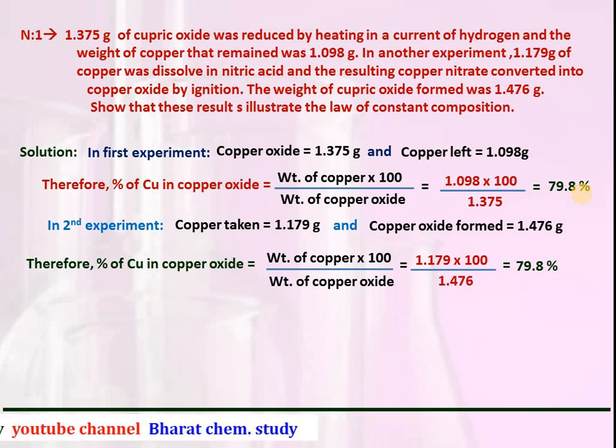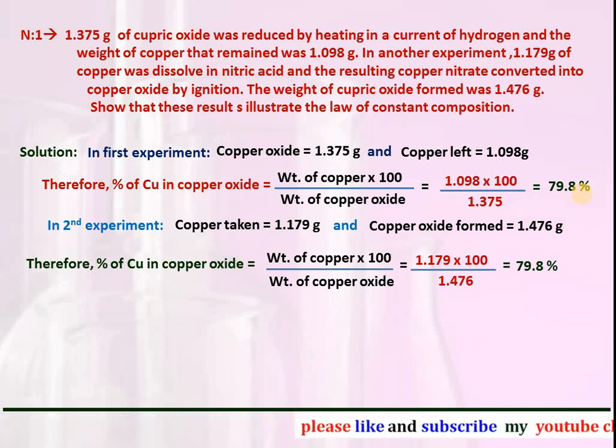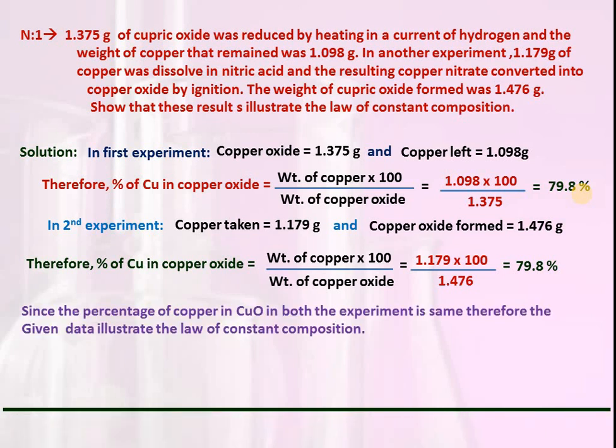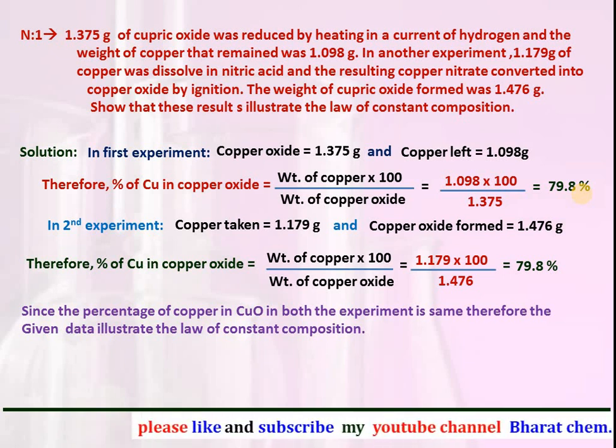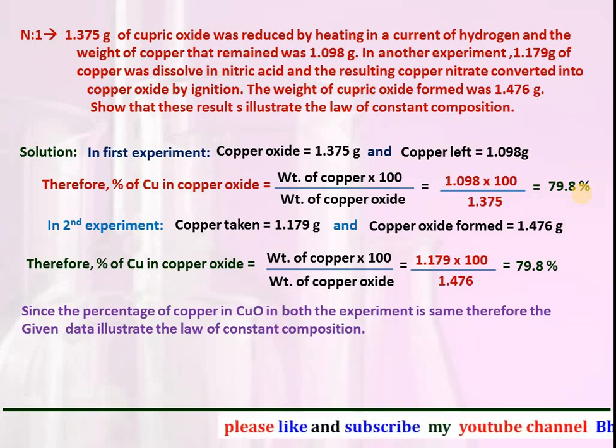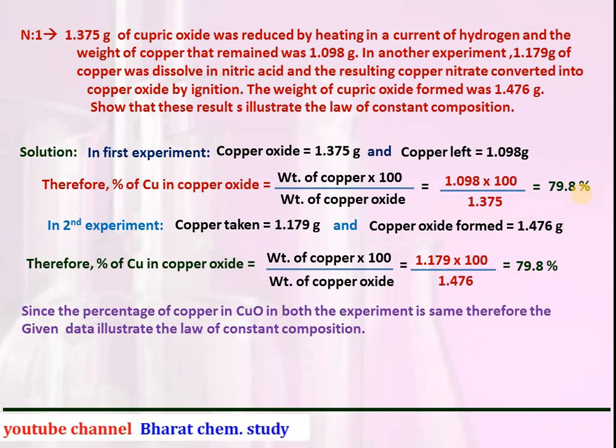So in both these experiments, the percentage of copper in the copper oxides is the same. Therefore, we can say that the copper oxides are also the same. Since the percentage of copper in both experiments is the same, the given data illustrate the law of constant composition. They contain the same amount of copper, that means they also contain the same amount of oxygen.